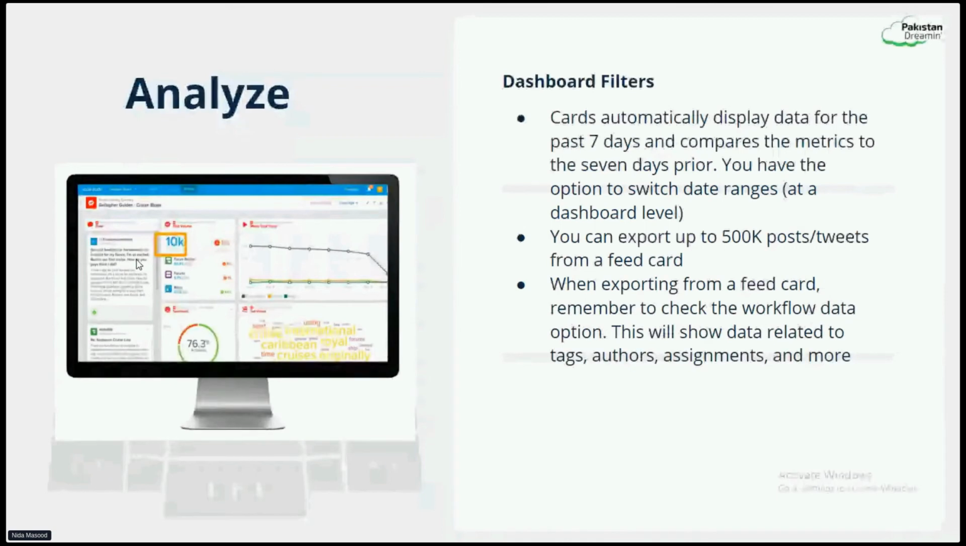You can export around 500,000 posts or tweets from each feed card. Each card here is a feed card, and it can tell you about the authors that are posting those tweets or posts.